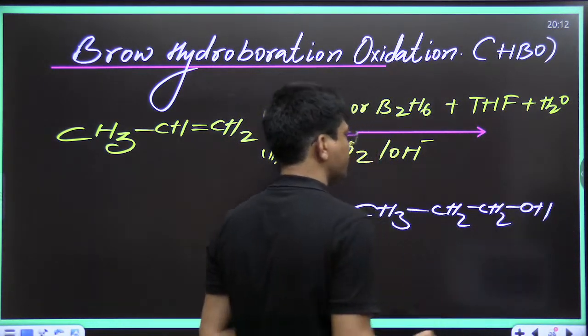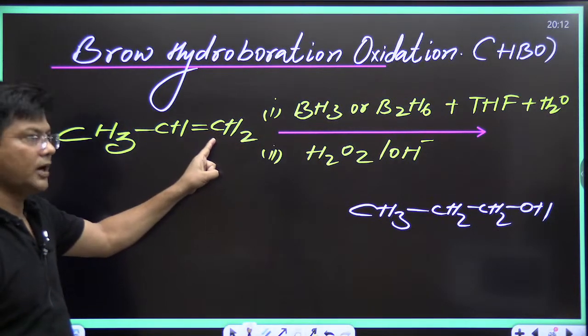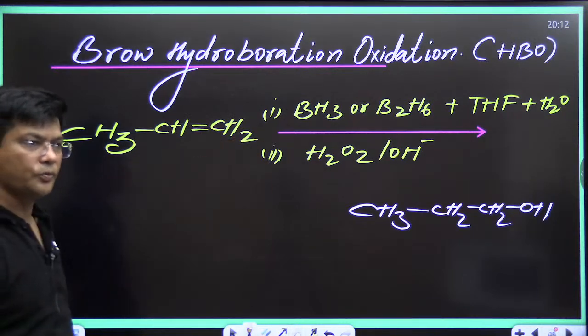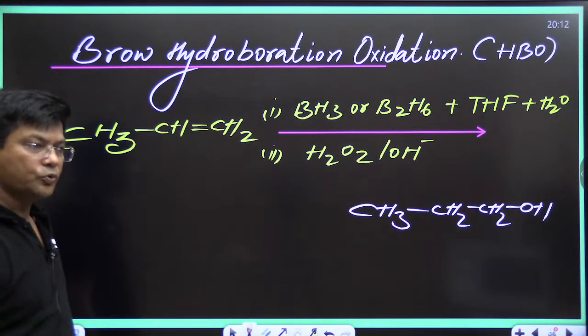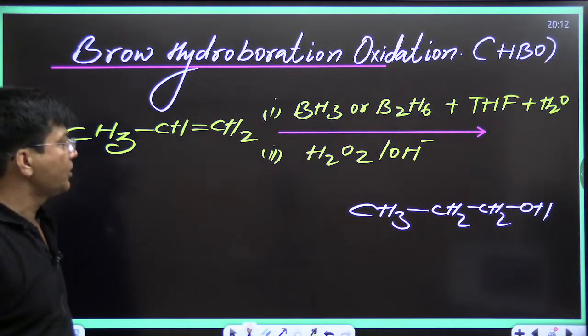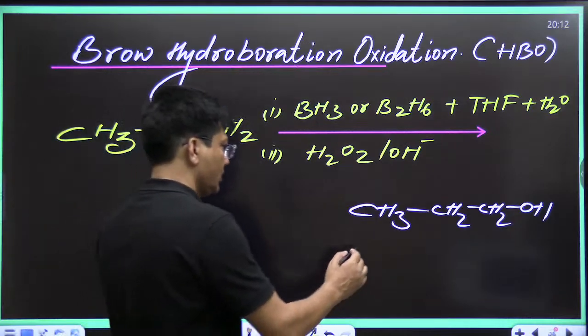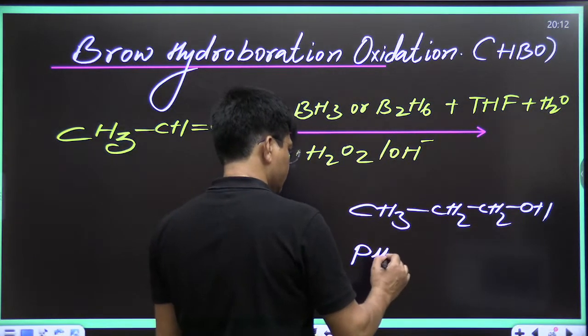The negative part of the reagent will go to that carbon which is having more hydrogen atoms, opposite to Markovnikov's rule. In Markovnikov's rule, the negative part was going to that carbon which was having less number of hydrogen atoms, but here more number of hydrogen atoms. This is pure alcohol.